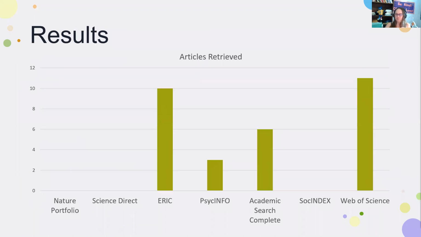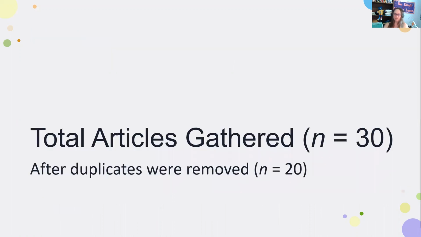My results from the 7 different databases are here. So you can see that I found articles in 4 of the 7 that I looked in. The total articles gathered were 30, and then I removed 10 because they were duplicates. So whenever duplicates were removed, my total number became 20 articles.